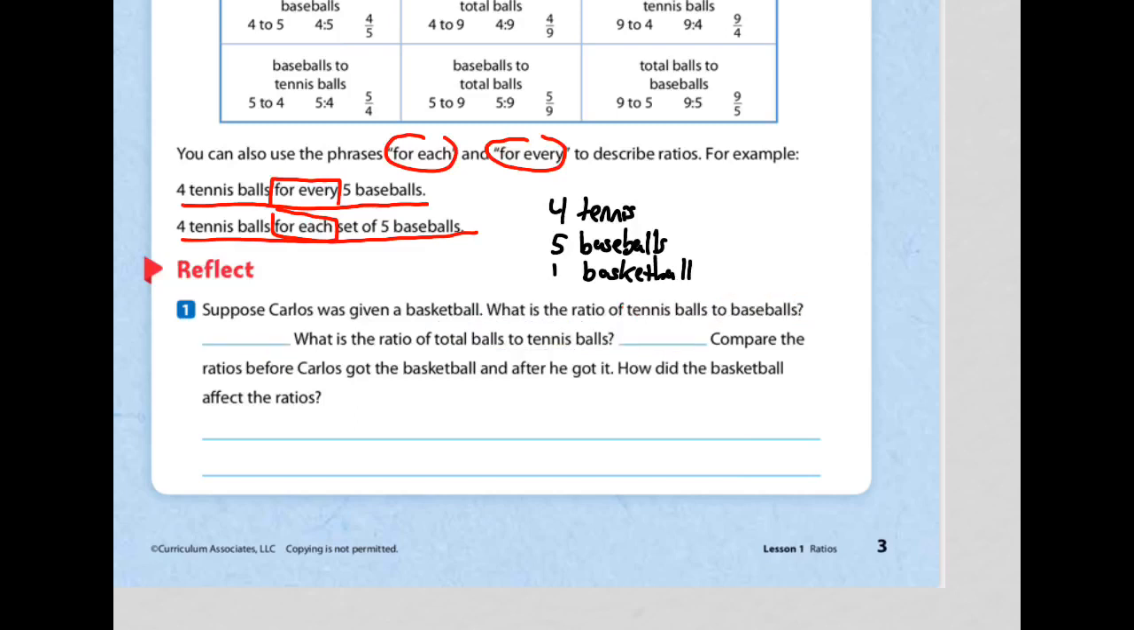All right, so now I'm going to go over number 1. Remember, you should have already paused it and completed it on your own. So let's start with the first part. It says, what is the ratio of tennis balls to baseballs? So remember, Carlos added a basketball here. But this wants to know the ratio of tennis balls to baseballs. So there are still 4 tennis balls, and there are still 5 baseballs. So that ratio could be 4 to 5.